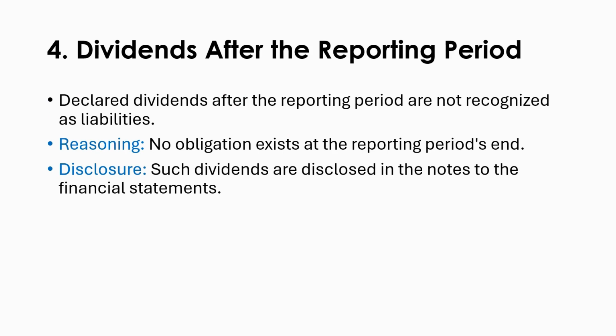Okay, now we'll see how to recognize and measure the dividends declared after the reporting period. So this standard addresses the treatment of dividends declared after the reporting period. If a company declares a dividend after the reporting period but before the financial statements are authorized for issue, these dividends are not recognized as a liability at the end of the reporting period because the company has no legal obligation to pay them at that time. However, these dividends are still disclosed in the notes accompanying the financial statements to ensure transparency for the users.